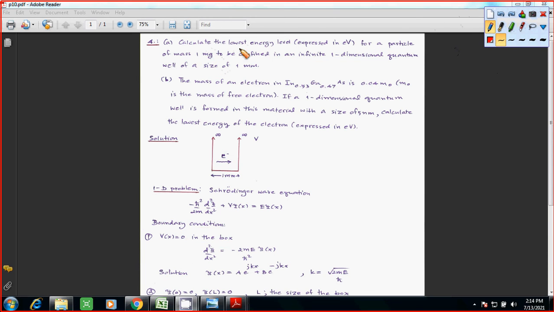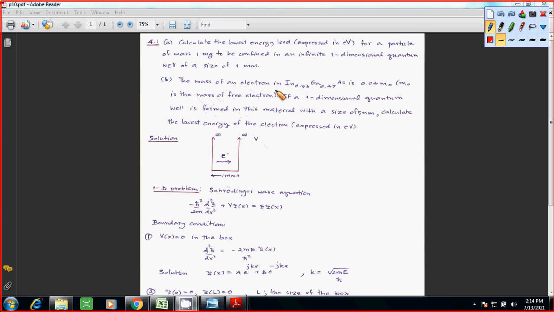A. Calculate the lowest energy level expressed in electron volt for a particle of mass 1 milligram to be confined in an infinite one-dimensional quantum well of a size of 1 millimeter. So we move to the quantum well with the potential, or sometimes they call it potential well.